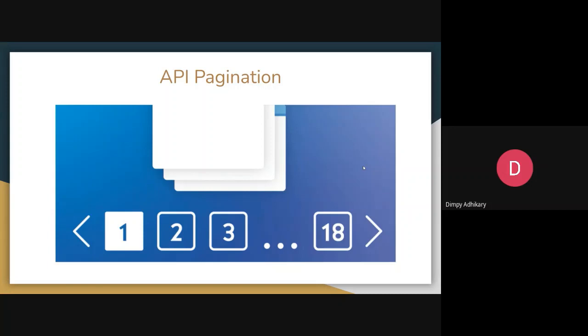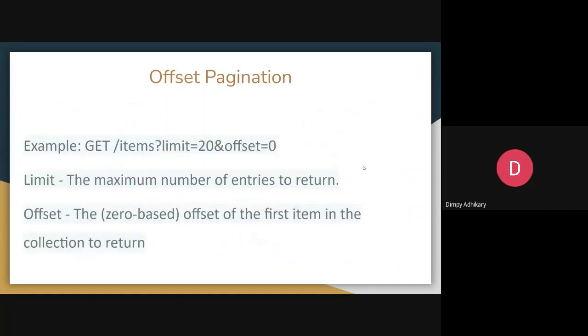There are basically three types of pagination you will generally observe in any API. We'll go through all three. The first one is offset pagination. So let's take an example here.